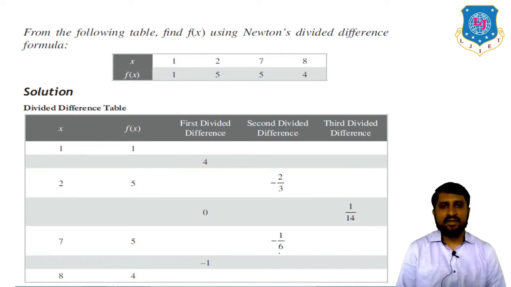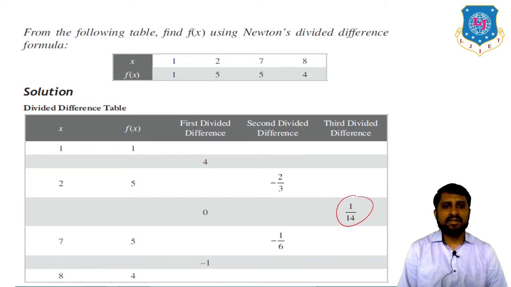Now try to understand this entry, minus 1 by 6. This equals minus 1 minus 0 upon 8 minus 2. Sorry, 8 minus 2 in the denominator. 8 minus 2, so minus 1 by 6. Clear?